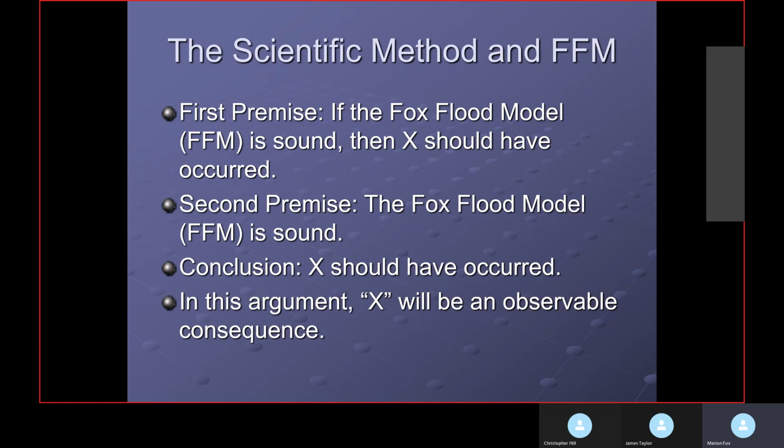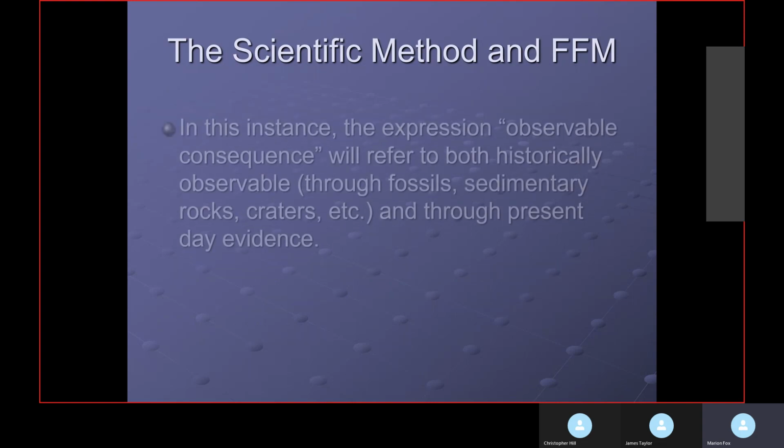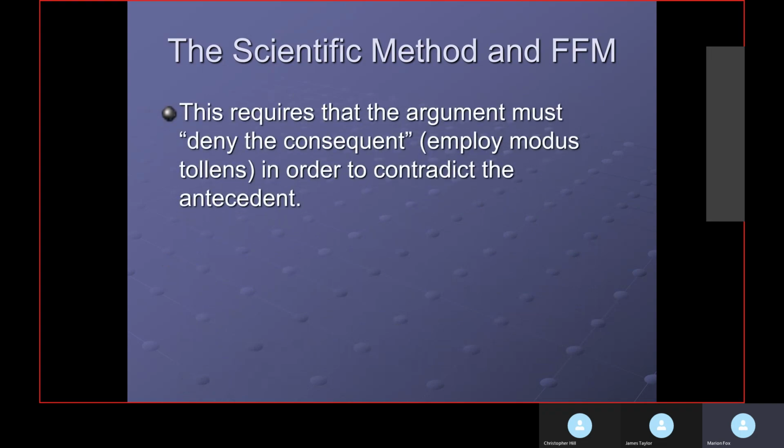That's clear. You've got to understand that. So what we have to do is disprove this conclusion: X should have occurred. If the Fox flood model is sound, then something should occur. If that thing does not occur, then that disproves my model. And that's how science works. Is that clear to everybody?